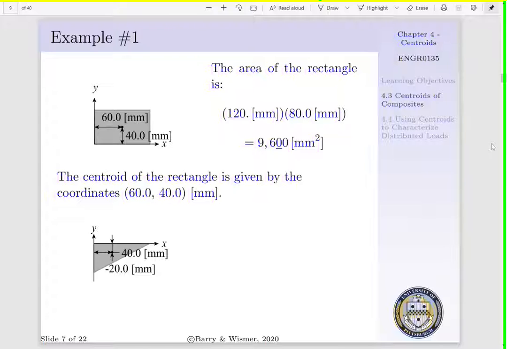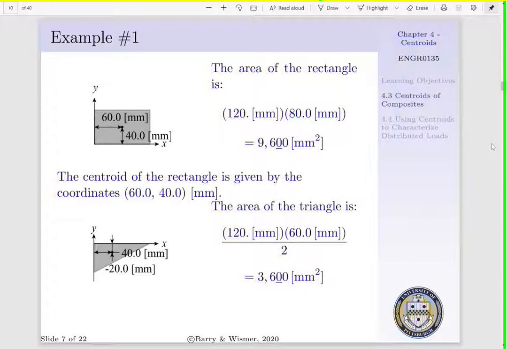Now for the triangle, note that this exists below our x-axis. Our area in this situation is positive, where we have 1/2 our base times our height, i.e.